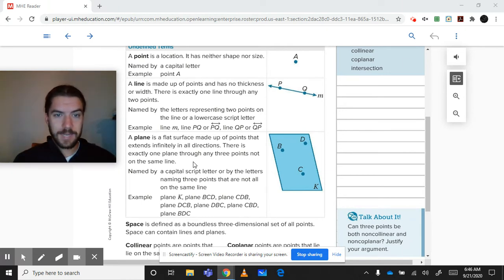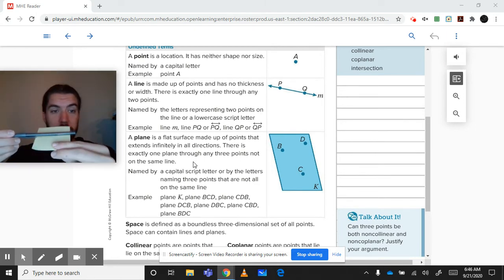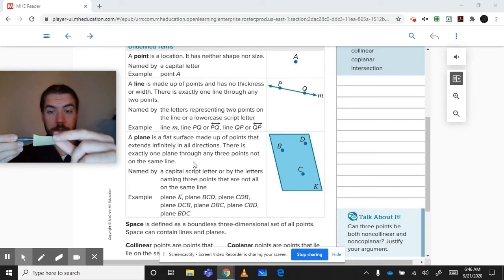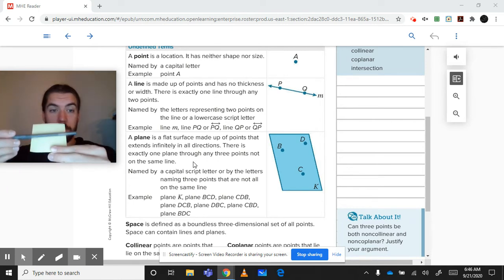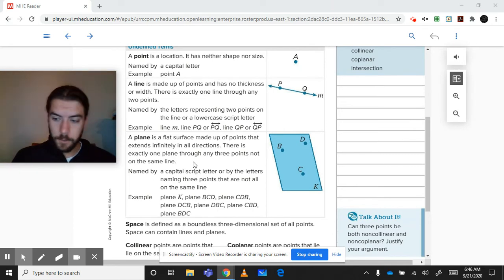Okay, so when it says there's exactly one plane through any 3 points not on the same line, what they mean is if you have 3 points on the same line, so 3 points on this line, then there are many, many, if not infinite, different planes. As you slowly rotate this, you get different planes pointing in different directions, and it fits them all.